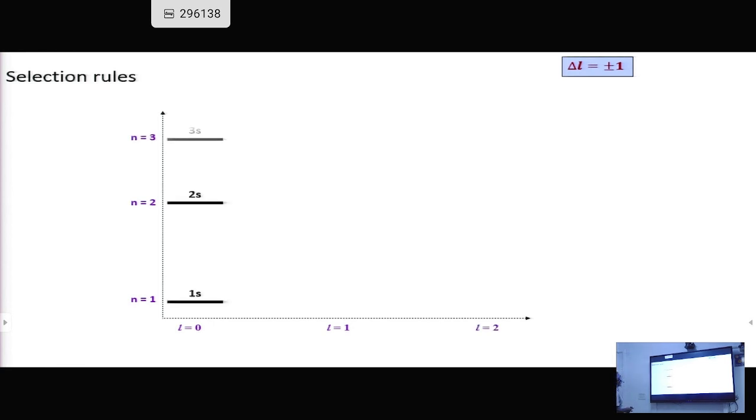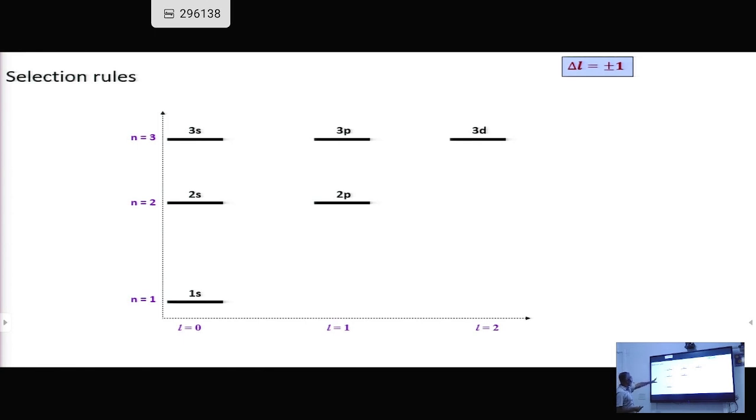Using the selection rule, how can you look at the transition? Now, another part: is there a selection rule for n? No, there is no selection rule. It can go from any state to the other, and I will show you later in the next few lectures. I'm not going to talk about that right now. I'll simply show you that.